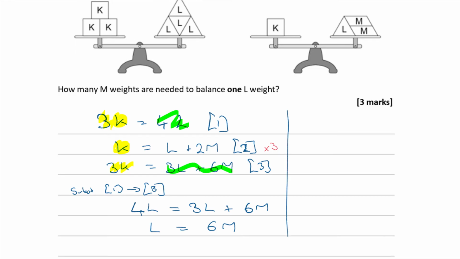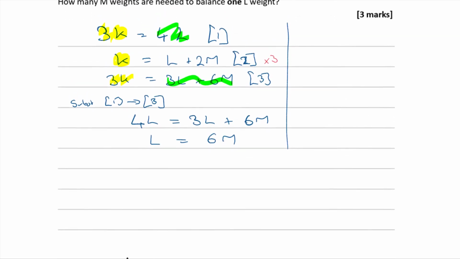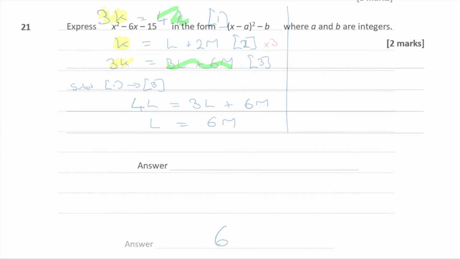So has that answered the question? How many M weights are needed to balance one L weight? Well, 6 of them then, isn't it? So the answer is 6. Okay, so answer 6. Question 21.